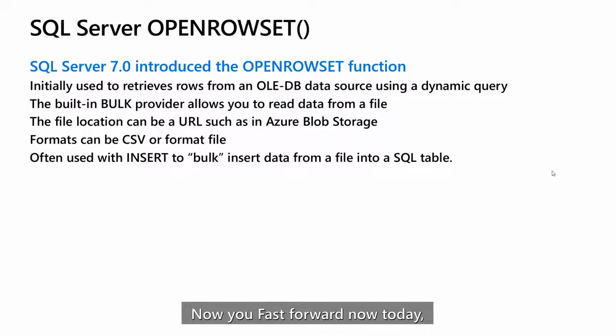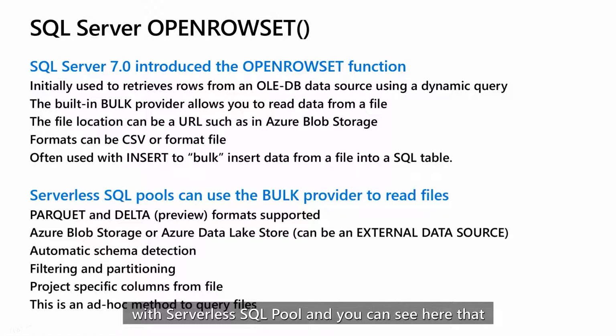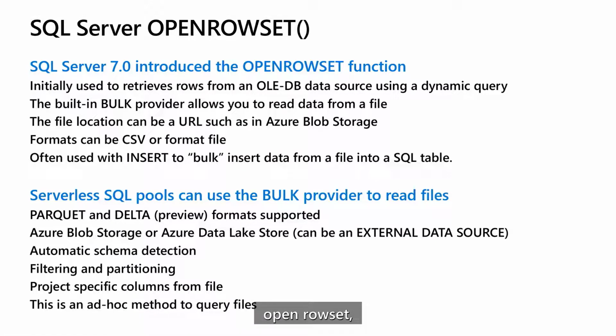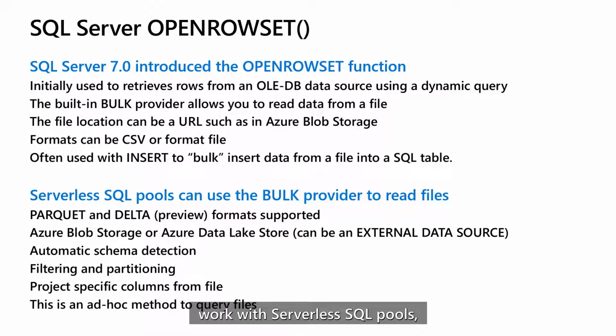Now you fast forward to today with serverless SQL pool, and you can see here that we're going to use that same bulk provider functionality in OPENROWSET, but we're going to enhance the technology and make it work with serverless SQL pool. So first of all, there are new file formats now. Things like Parquet and Delta Parquet are more structured formatted files. So we're going to support those. In fact, it's going to be a very common pattern a lot of people want to use when it comes to things like data lakes.